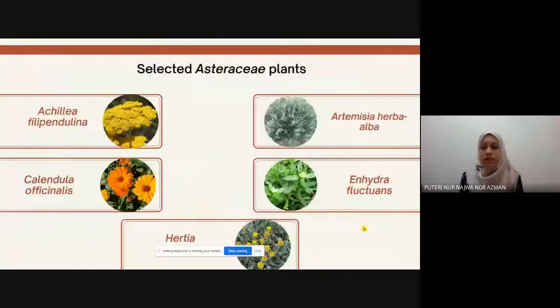And in this review, I have narrowed my scope of study to 5 selected Asteraceae plants. Why Asteraceae? Because it is reported that they have various medicinal properties like anti-inflammatory, antimicrobial, and other enzyme inhibition. These are some of the research questions that are involved in this review. There are 5 of them here.